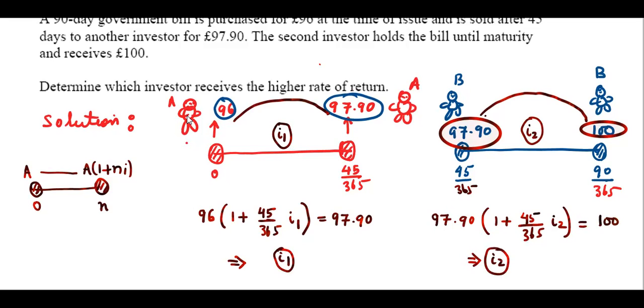However, seeing the question, it appears the second investor should have got the highest rate of return, because in the same 45 days, 97.90 plus something, 1.90, that is the gain. And the same period here the gain is 2.10. So obviously I2 will be greater than I1. You can check it. Okay.